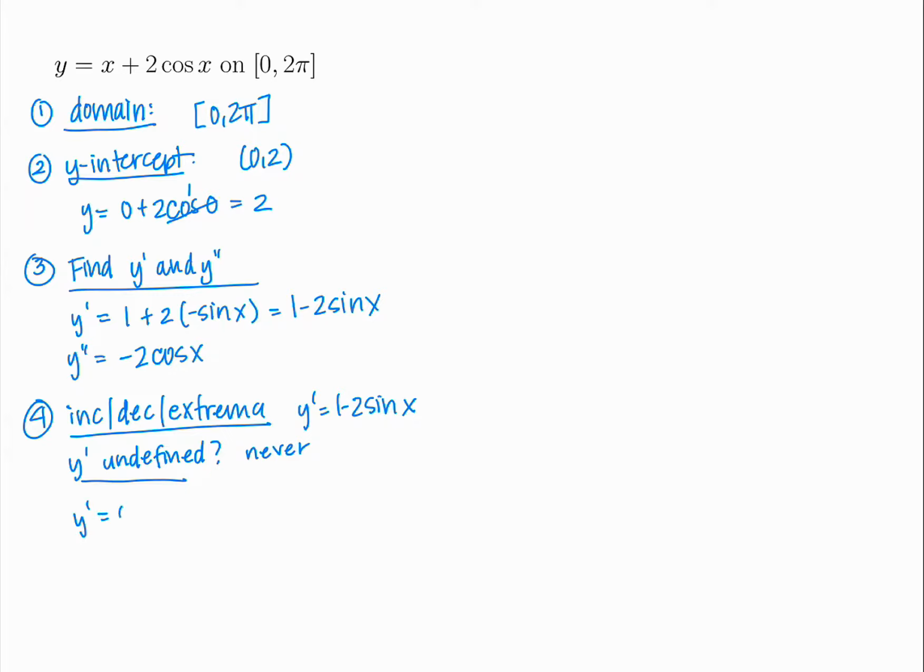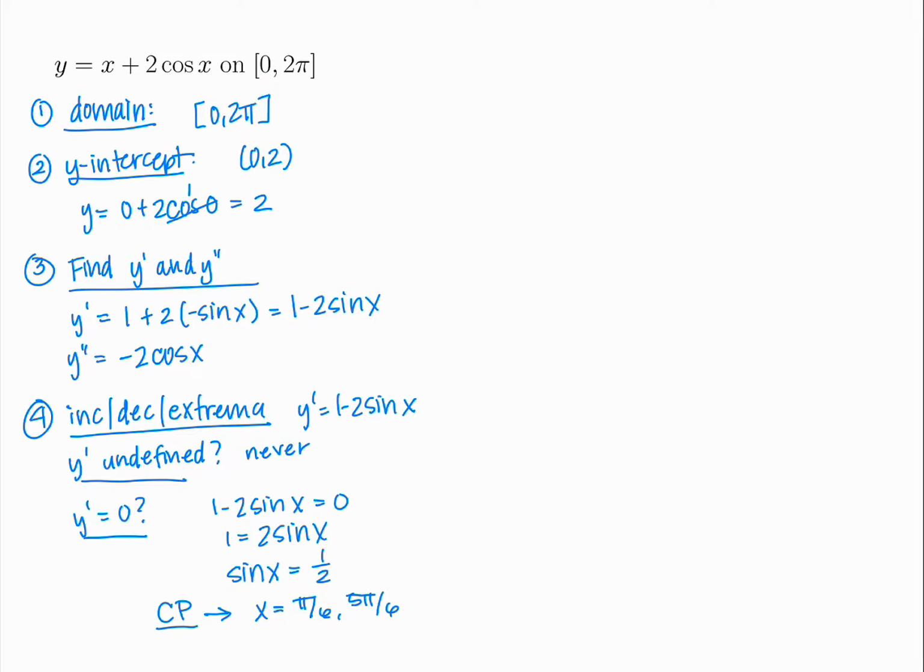But now we'll set y prime equal to 0. So 1 minus 2 sine x equals 0. That gives me that 1 equals 2 sine x, or that sine x is a half. And now we want to consider, where is our sine function equal to a half, also remembering that we've been asked only to look at the domain 0 to 2 pi. So where is sine x equal to 1/2 in that interval? That's going to be at pi over 6 and at 5 pi over 6. Those are the angles for which our sine value is 1/2. So those are our critical points.